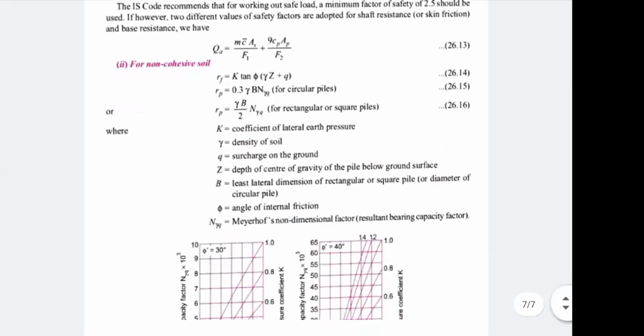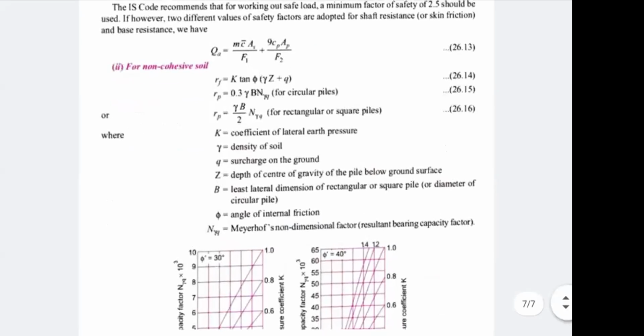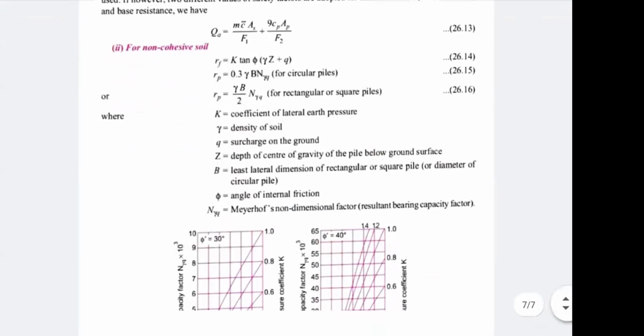Now the next one is nothing but non-cohesive soil. So for non-cohesive soil, R_F is nothing but K tan φ γ Z, Q, and R_P is 0.3 γ B N_γ. This is just like Terzaghi's equation. We have already seen that. And what are K and gamma? We know that K is the coefficient of lateral earth pressure. Gamma is the density of soil. Q is the surcharge, which is nothing but water pressure as well as your soil pressure. Surcharge is nothing but water plus soil. So always remember surcharge on the ground.